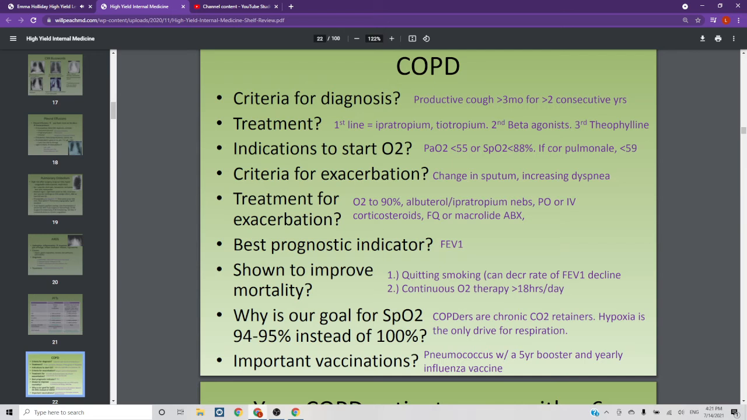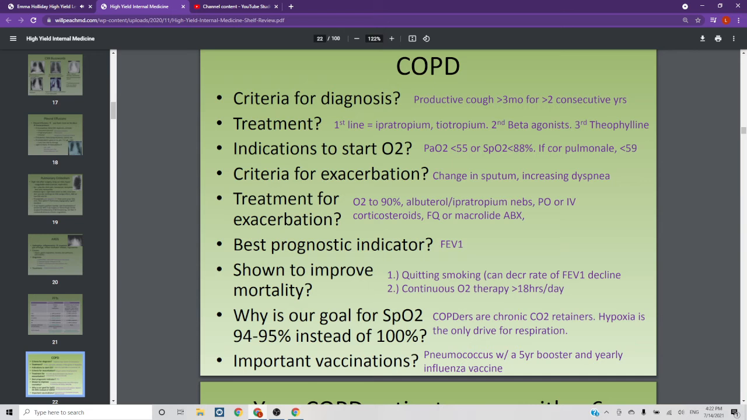Criteria for exacerbation. This is when their sputum changes. So any change in sputum, amount, color, whatever. Their sputum is changing. It's probably an exacerbation. And how do we treat it? Antibiotics and steroids. So usually it's a macrolide and steroids. And then nebs and oxygen.